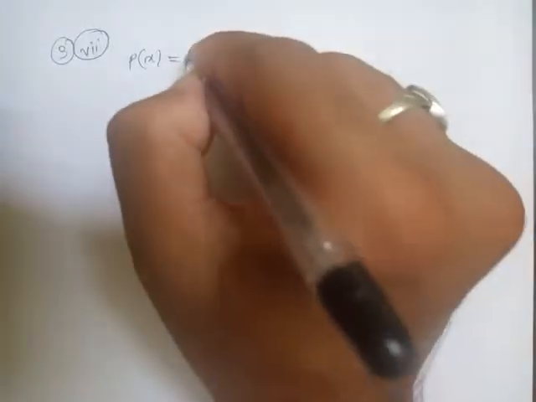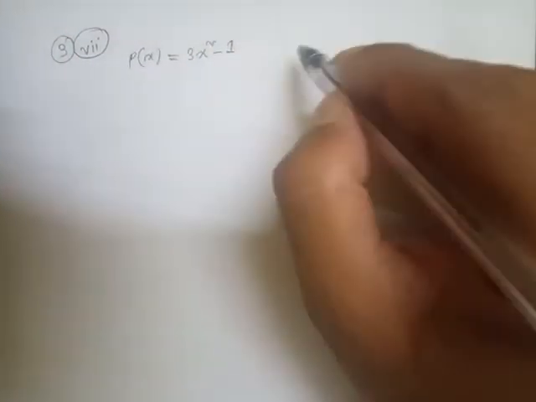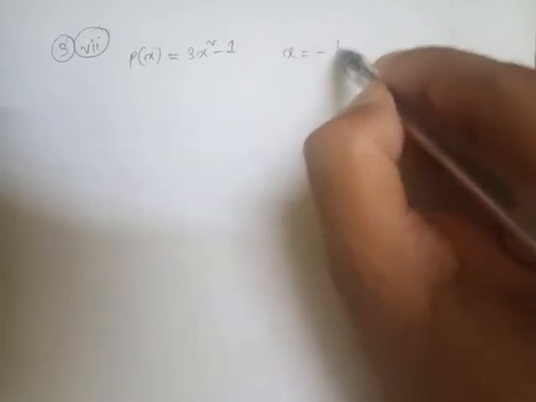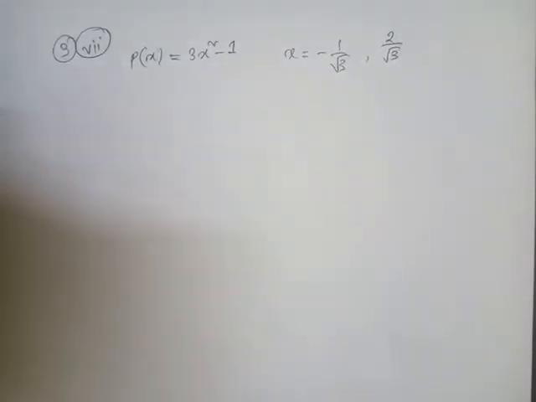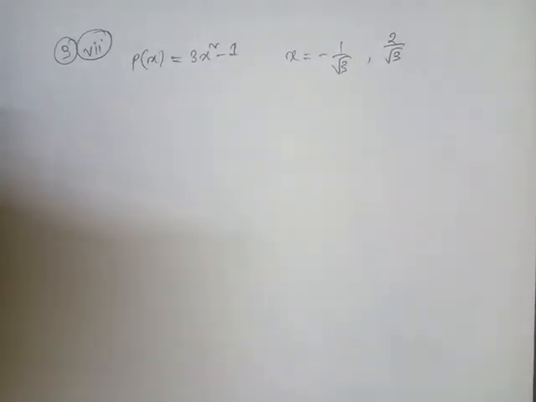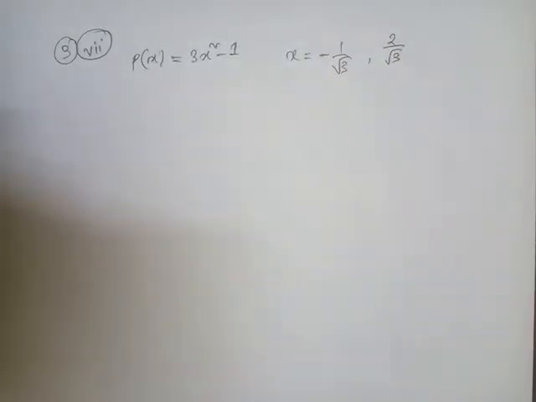Now next one is 3 part 7. Now look here, students, how to solve this one, 3 part 7. So p(x) equal to 3x squared minus 1. Now here the value of x is given two times. One is minus 1 by root 3 and the other is 2 by root 3. We have to check whether these two values are zeros of p(x) or not. Now let's have a look at how to solve this one.